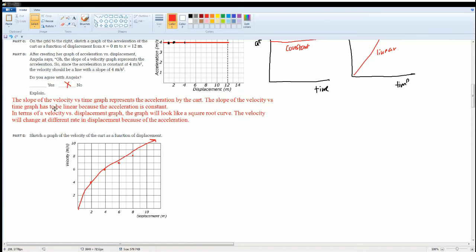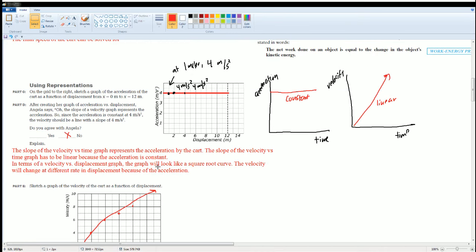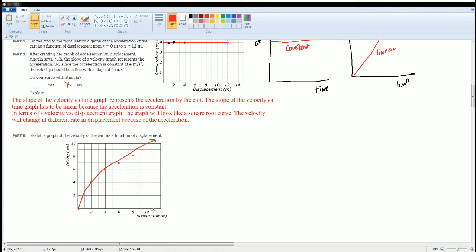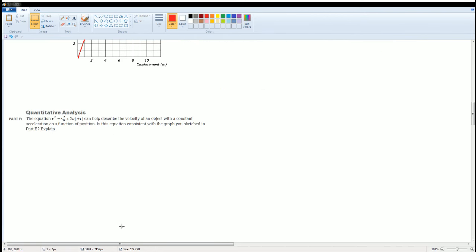This is what I wrote for you. The slope of the velocity versus time graph represents the acceleration of the cart. Okay, we know that. The slope of the velocity versus time graph has to be linear because the acceleration is constant. That's perfectly true. But in terms of velocity and displacement, which has no time in it, the graph will actually look like a square root curve. The velocity will change at a different rate in displacement because of the acceleration. It's going to make more sense once we explain this using this equation.